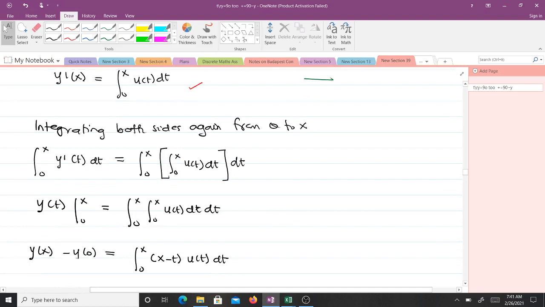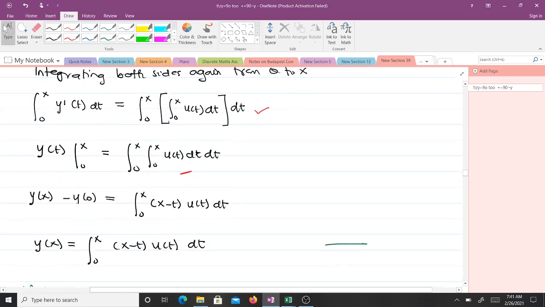So now we need to get y of x. To get y of x, we need to integrate y prime of x again from 0 to x. So that gives us this, and we change the variable from x to t. Integrating y prime of t with respect to t will give us y of t from 0 to x, and we have a double integral here. When you put in our limit of integration, we get y of x minus y of 0 equals this. So here we've converted this double integral to this single integral.